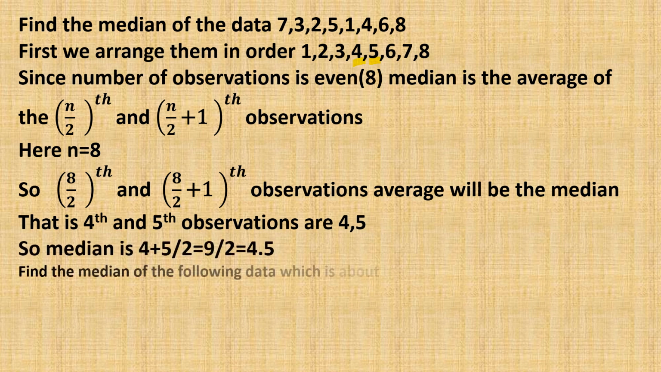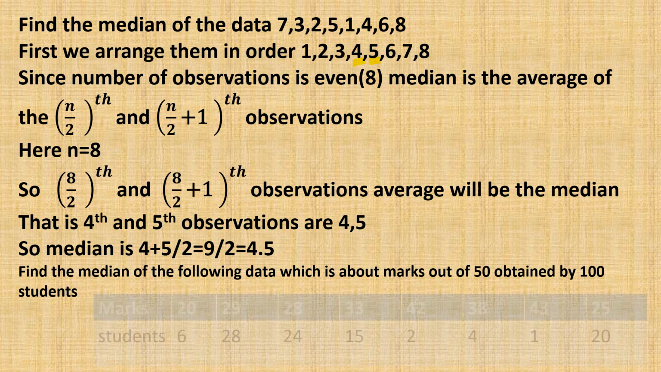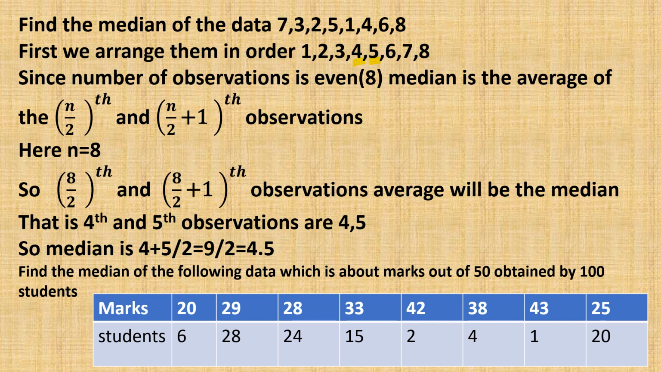So now we'll go with another ungrouped data. Ungrouped data is given in tabular form. Generally students think that if the tabular form is given, that is grouped data. No, I have already mentioned grouped data in the beginning. So here the marks out of 50 obtained by 100 students are given. With this data, we have to find the median of the marks, the median marks.